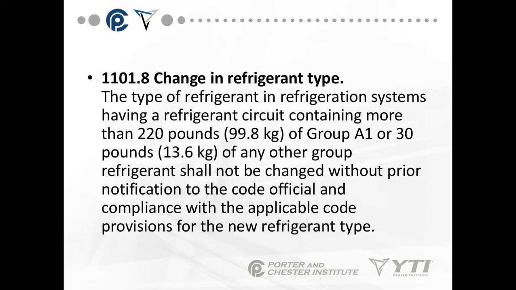1101.8 talks about changing refrigerant types. It says that the type of refrigerant in a refrigeration system having a refrigerant circuit containing more than 220 pounds of a group A1 or 30 pounds of any other group shall not be changed without prior notification to the code official and compliance with applicable law. They do not want you to be switching refrigerant types of things that have large quantities of refrigeration without talking to a code official. There's a fire safety and protection from asphyxiation part about this.